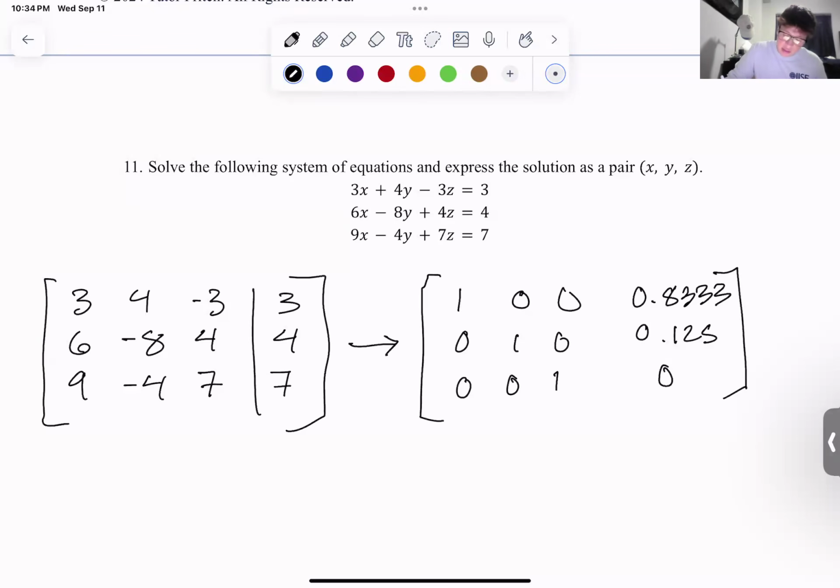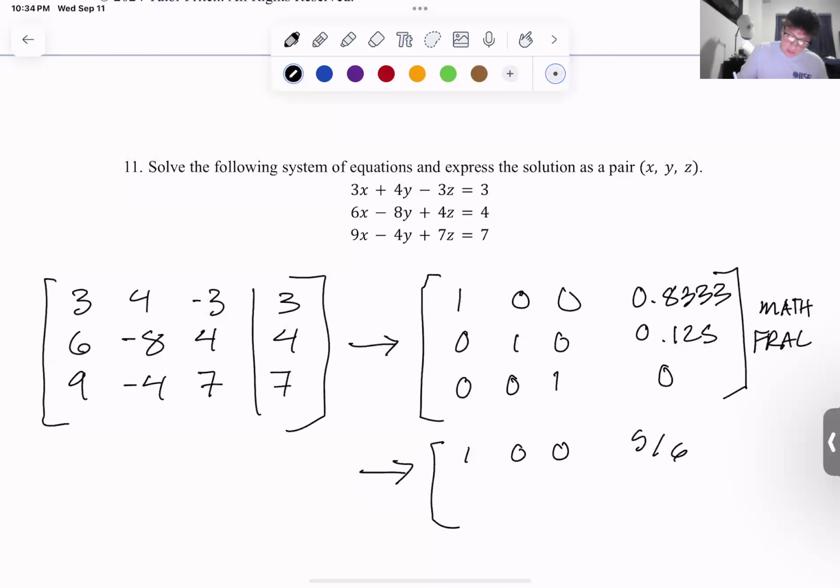If you have this, then you're going to do math frac on your calculator. And the way you do that is you press math and then you press frac, literally just like that. So this is going to become 1, 0, 0, 5 over 6, 0, 1, 0, 1 over 8, 0, 0, 1, 0.